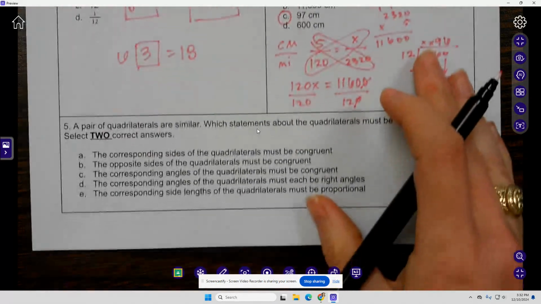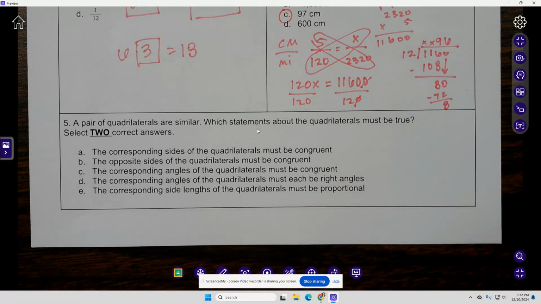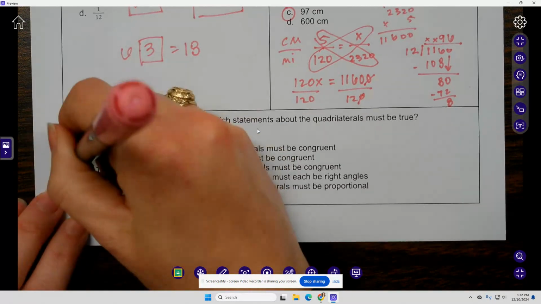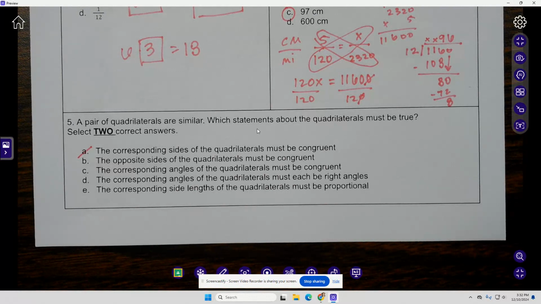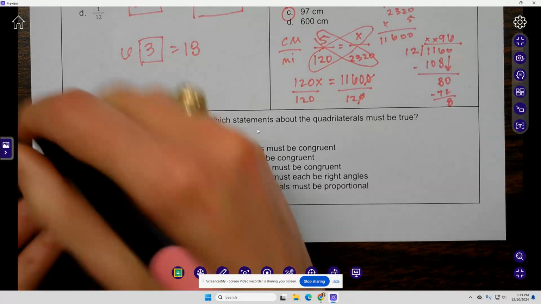All right, number 5. A pair of quadrilaterals are similar. Which statements about the quadrilaterals must be true? Select 2 correct answers. A, the corresponding sides of the quadrilaterals must be congruent. Remember, congruent means the same size. And so whenever I have 2 similar figures, they don't have to be the same size. B, so A is incorrect. The opposite sides of the quadrilaterals must be congruent. Okay, that's also incorrect.